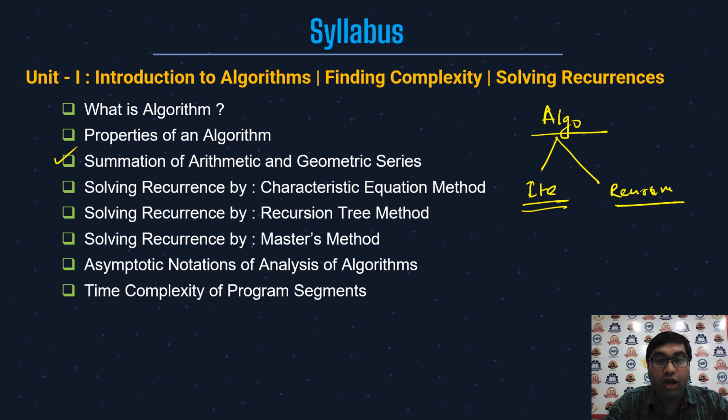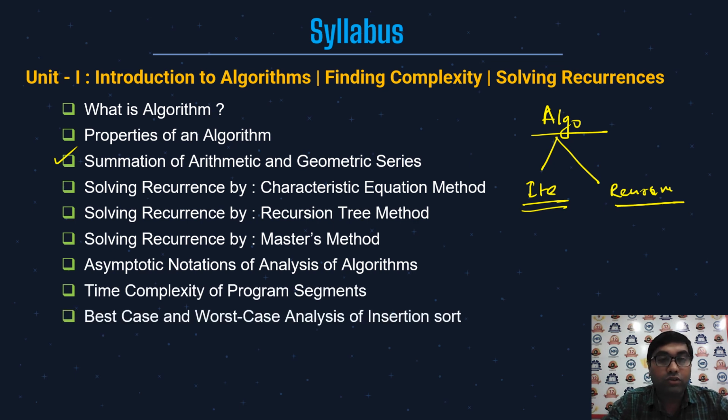finally we have to analyze the complexity of the algorithm with respect to asymptotic notations like big O, big omega and theta. And lastly, we have to study the best case and worst case analysis of insertion sort as an example. So all these are the contents of unit number 1, where we study the introduction to algorithms, how to find the complexity of iterative codes, how to find the complexity of recursive programs, and finally analyze the best case and worst case complexity of insertion sort. This is unit number 1.